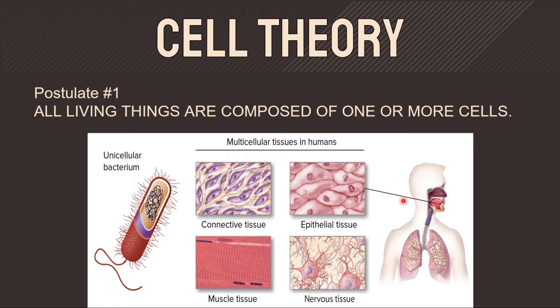But there are also living organisms that we cannot see directly with our eyes. So for example, bacterium, or in plural form bacteria, we cannot see them directly with our eyes, right? So these organisms are only made up of one cell. And this type of organisms are called unicellular organisms.